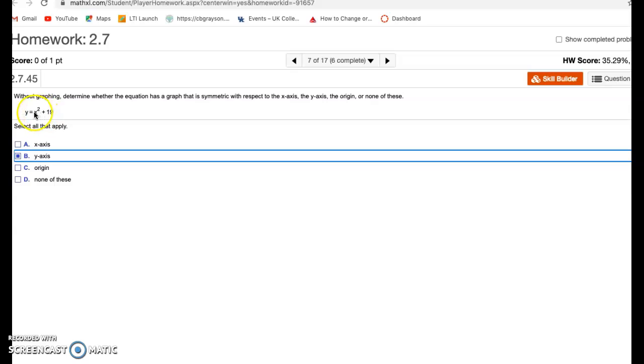Also, if you were to think about this, we might know this graph. That's one of our parabolas and then shifted up 19 places. So you could look at that on a graph and see that it is going to fold along the y-axis.